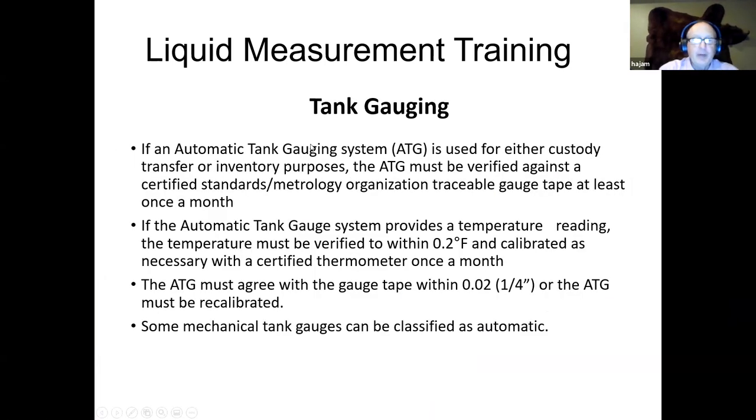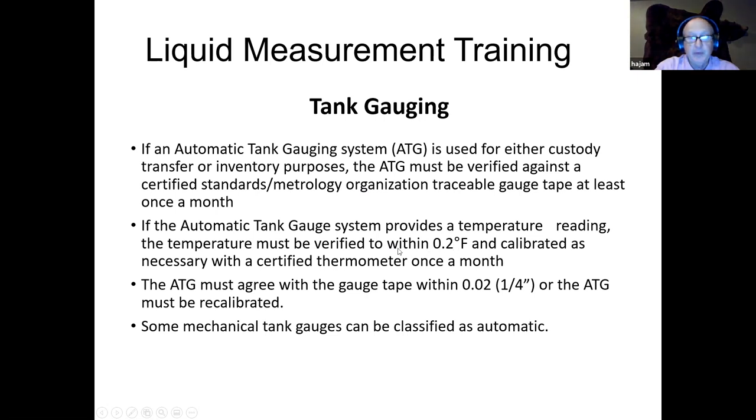Okay, automatic tank gauging. If it's used for custody transfer or inventory purposes, I've already mentioned it must be verified and certified to be able to be used. And I think we're going to find that on a lot of ships, they use automatic tank gauging. And so we need to be aware of that and that those are verified on a regular basis. There should be paperwork giving you that detail associated with that gauge. Typically, we want the temperature to be read, and the automatic tank gauge sometimes provides temperature. We want to make sure those are calibrated and verified within 0.2 degrees.